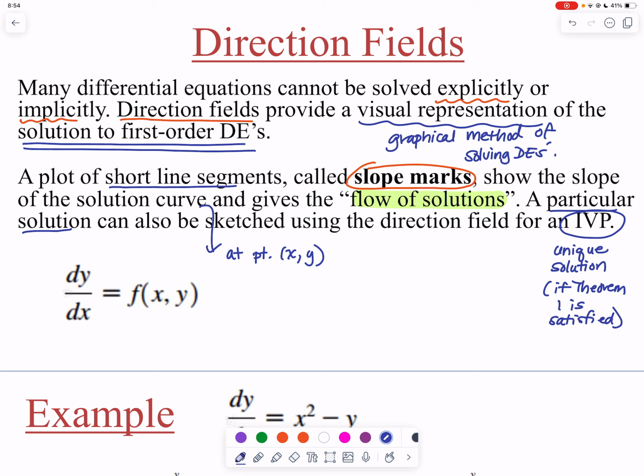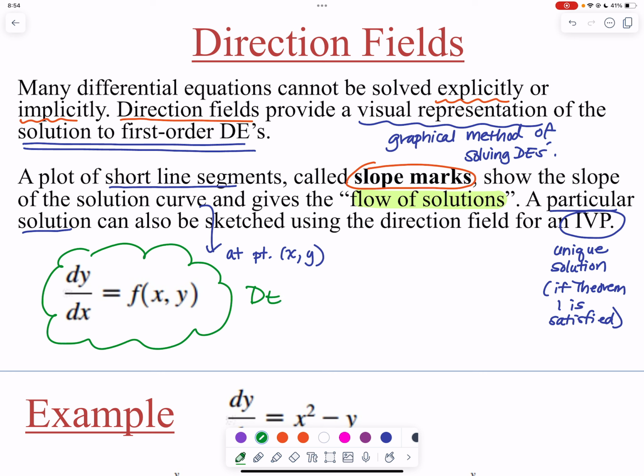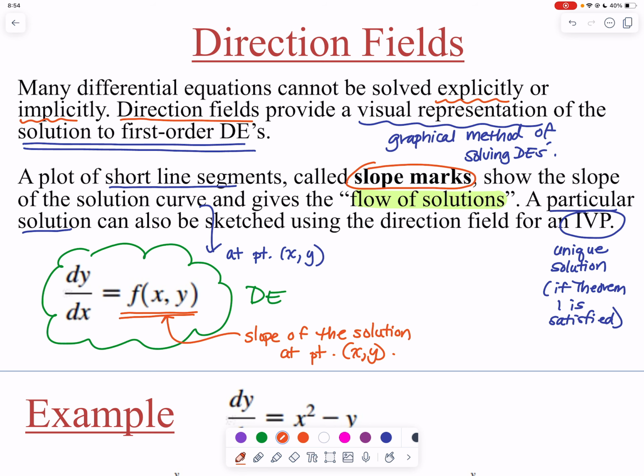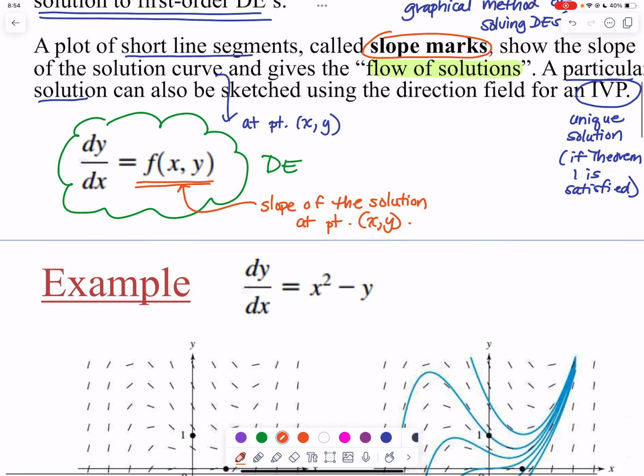Okay, so let's take a look here. This is our differential equation, so that's our DE, and it is a function of x and y. And this function right here will give us the slope of the solution at any point (x, y).